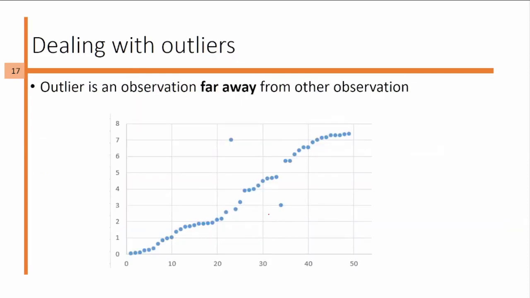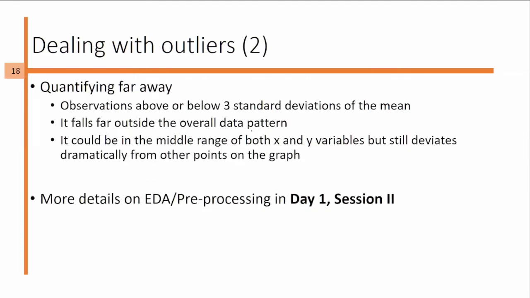Outliers. An outlier is an observation which is far away from the normal values. In this example, these two data points look like outliers. What is far away? How do you quantify this? How do you say an observation is far away? There are some rules of thumb. The rule of thumb says that if a particular data point is 3 standard deviations away from the mean, then you can classify it as an outlier.